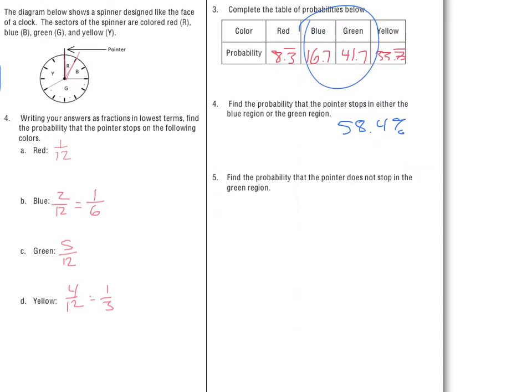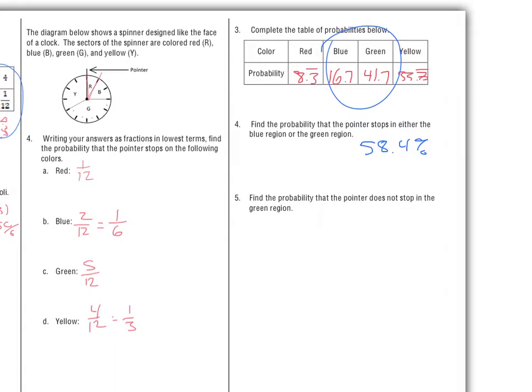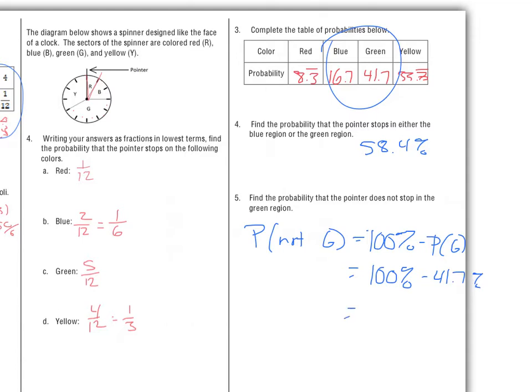Find the probability it does not stop on the green region. So again, probability of not green is equal to the probability, or 100% minus the probability of green. And so that's going to be 100% minus the 41.7%. And that's going to give me 58.3%.